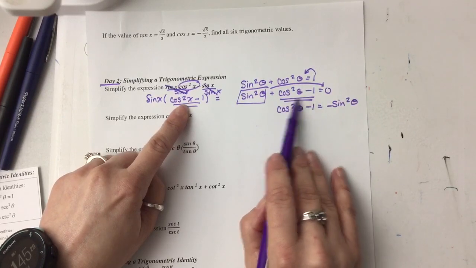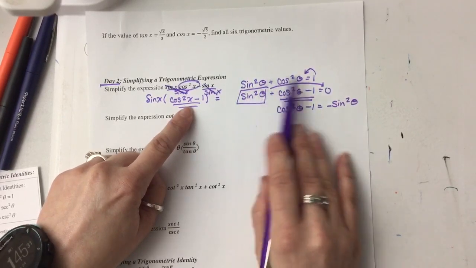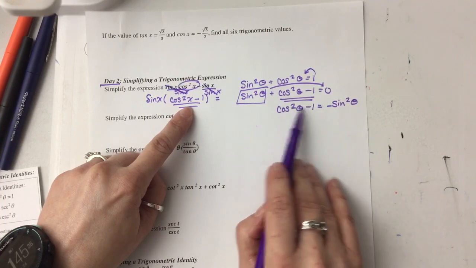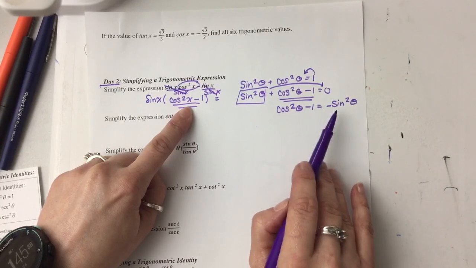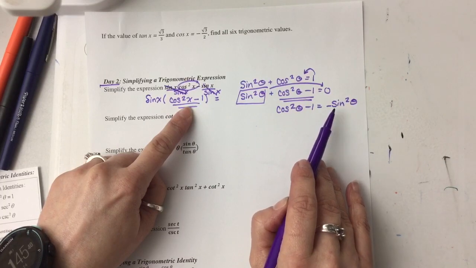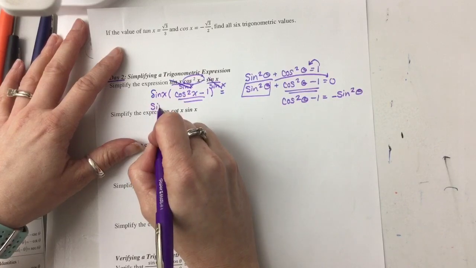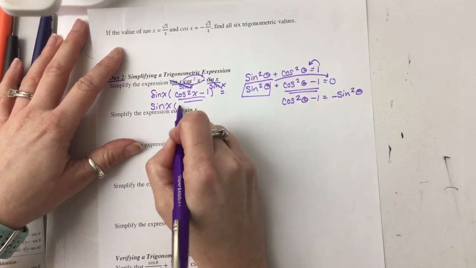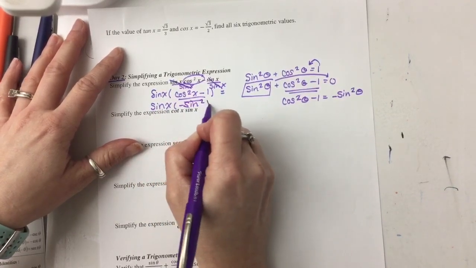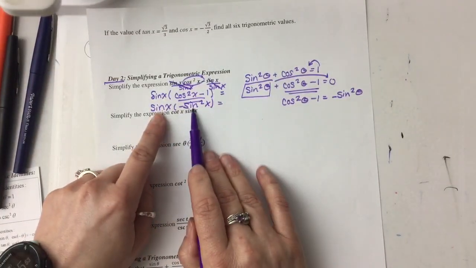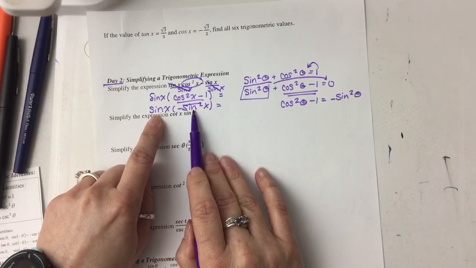So anything other than cosine squared of theta minus 1 needs to go over to the other side. So I am able to say that this cosine squared of theta minus 1 is the same thing as negative sine squared of theta. So I'm going to go ahead and replace cosine squared of x with negative sine squared of x. Here's the deal. I only have sines. So I just have to simplify this and I'm good to go.